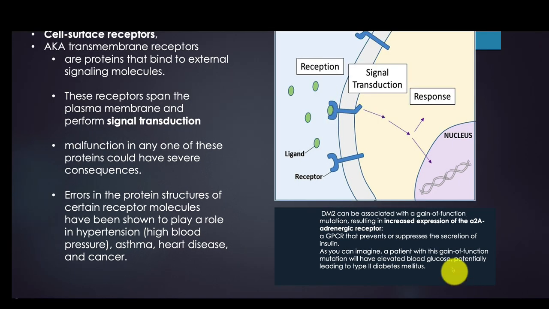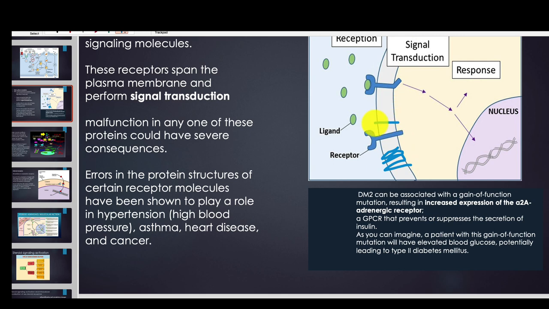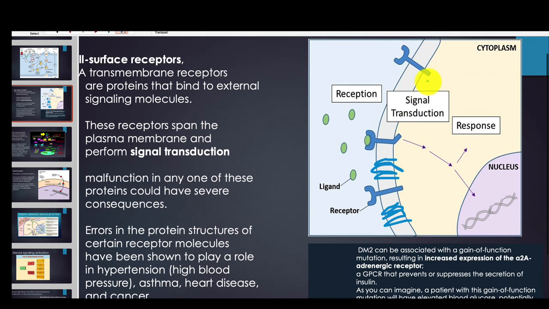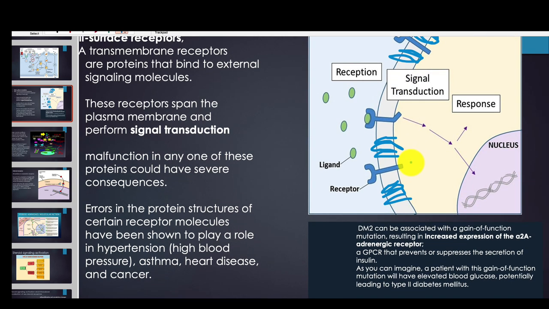So when we get more of these G-coupled protein receptors, right? I'm just drawing this because they go through the membrane a couple times. This is how they actually really look. When we start to get more of them, this is a gain of function. And when we have this gain of function with these receptors, then we start to lose or suppress the secretion of insulin in the beta cells in the pancreas.